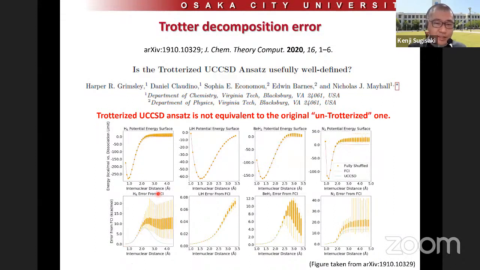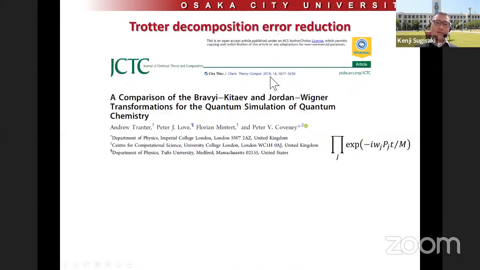In this case, this is a 6 hydrogen molecule case. This is the potential curve, and you can see that the dependence on the ordering of terms in Trotter decomposition becomes larger for longer internuclear distances. So how do we reduce this kind of Trotter error? One approach is discussed in this paper, where I think about the time evolution operator shown here.